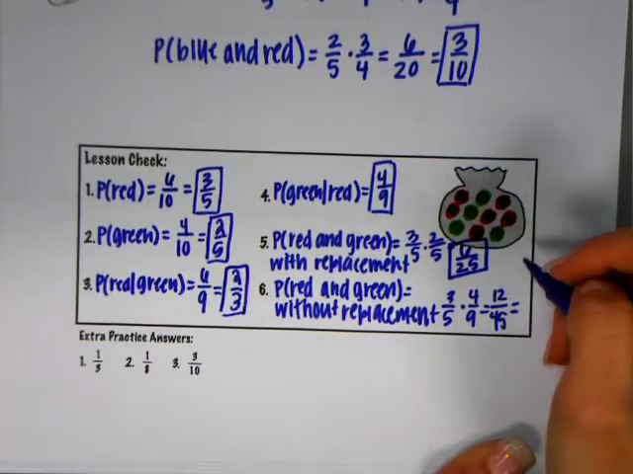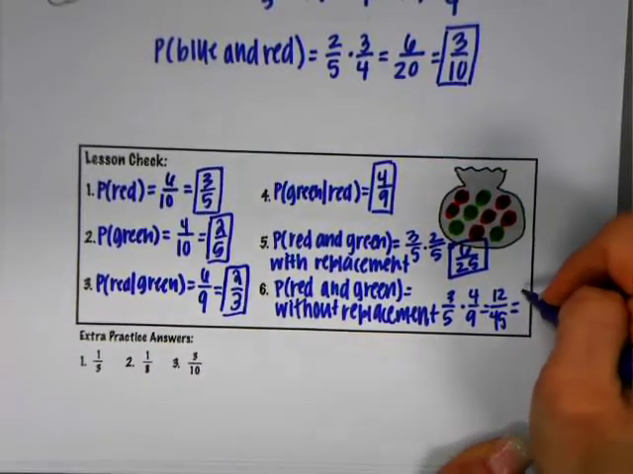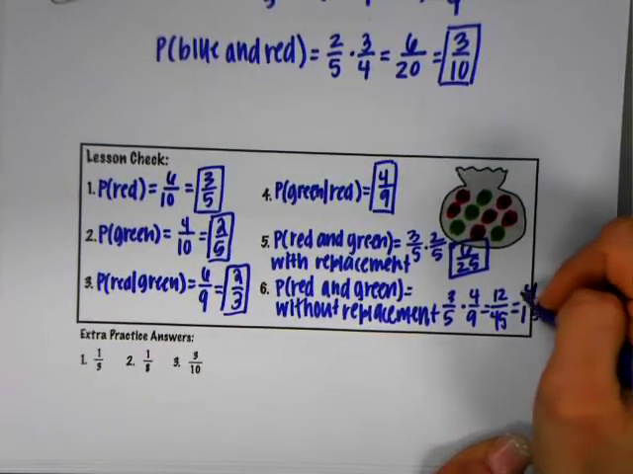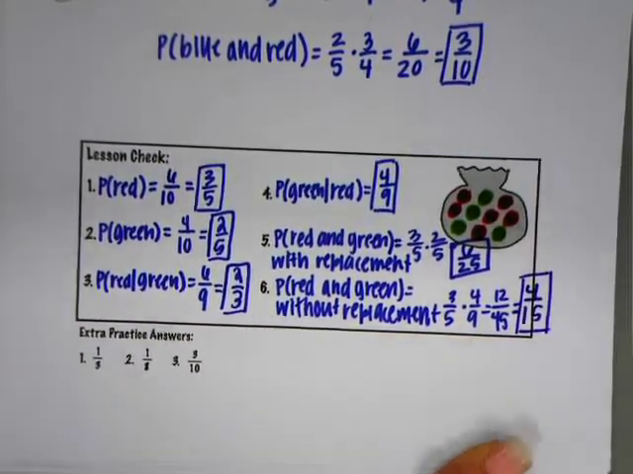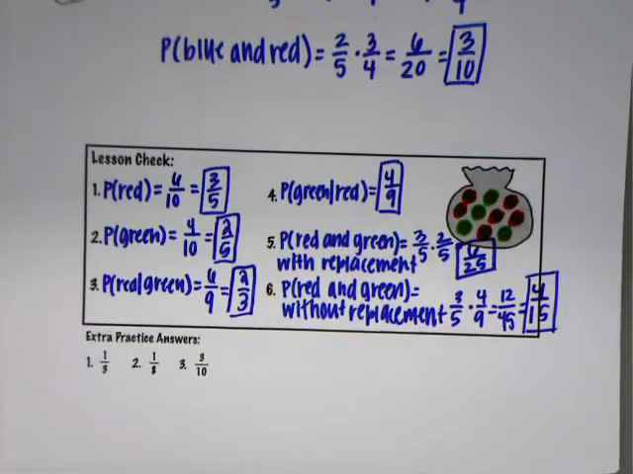What's that reduced to, 12/45? 4/15? Yeah. Yeah, it's kind of mush.